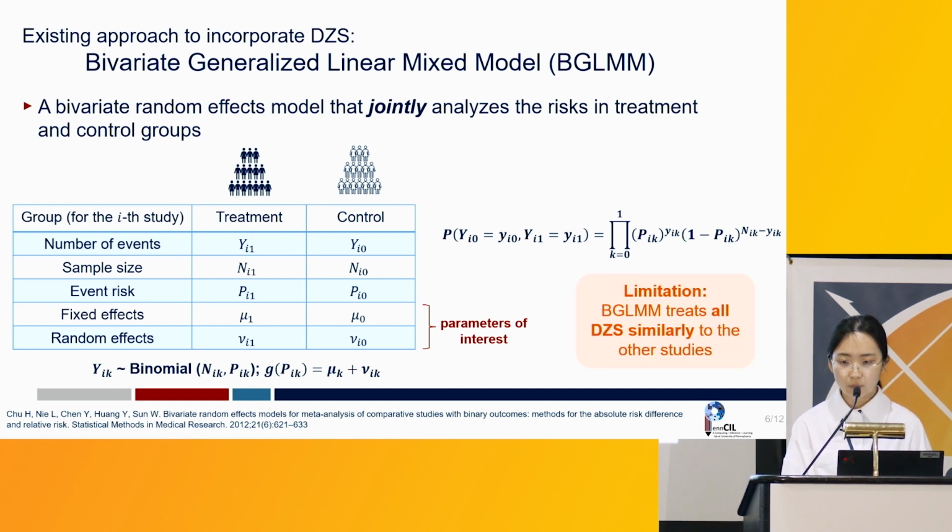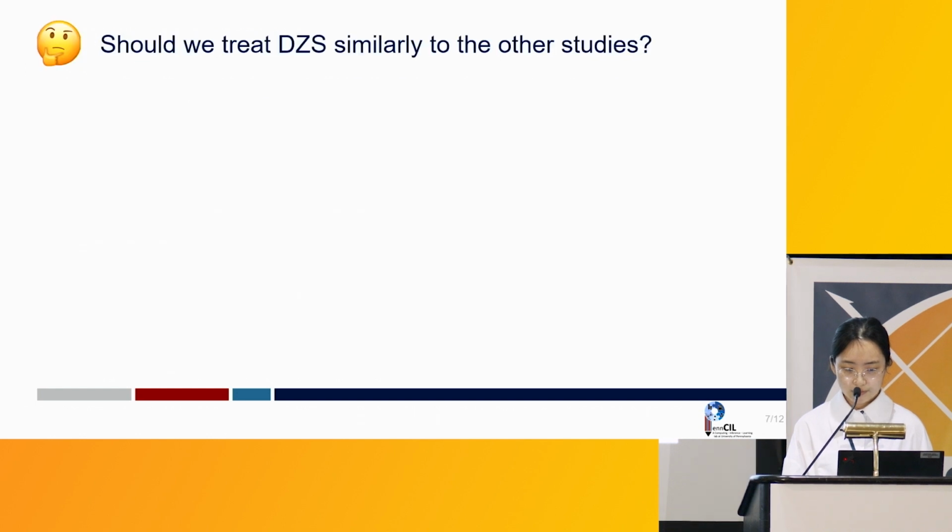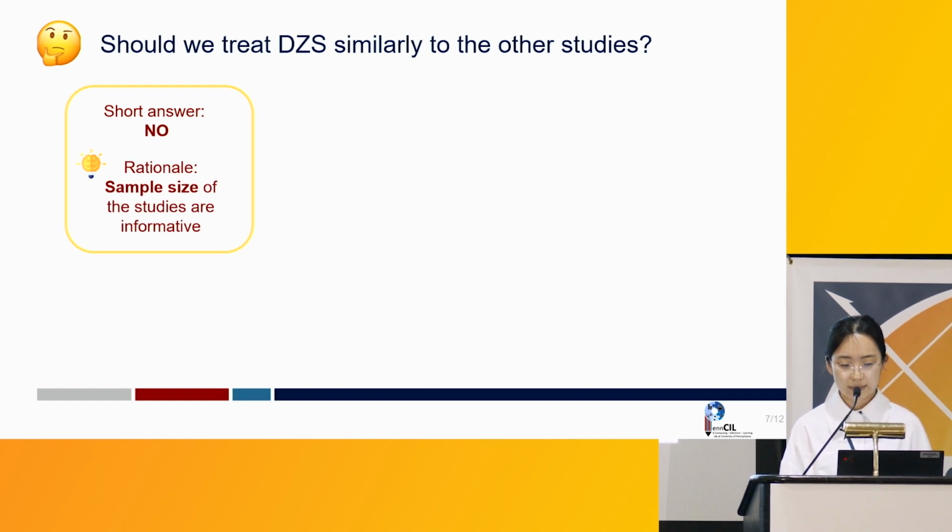However, one limitation with the bivariate generalized linear mix model is that it treats all the double zero studies similarly to the other studies. The question then is, should we treat the double zero studies similarly to the other studies? The short answer is no, and let me explain why. The rationale here is that the sample size of the studies are informative. And let me explain this intuition through a simple example.